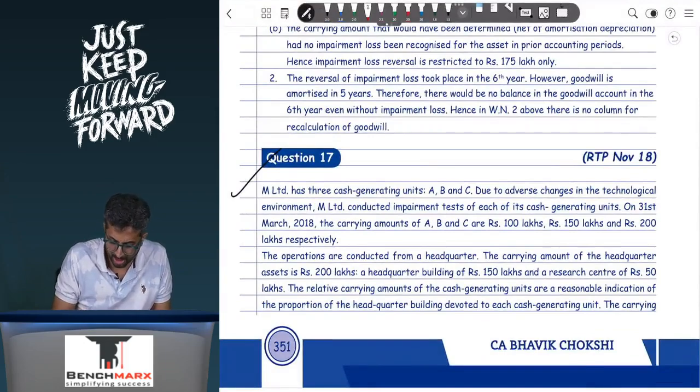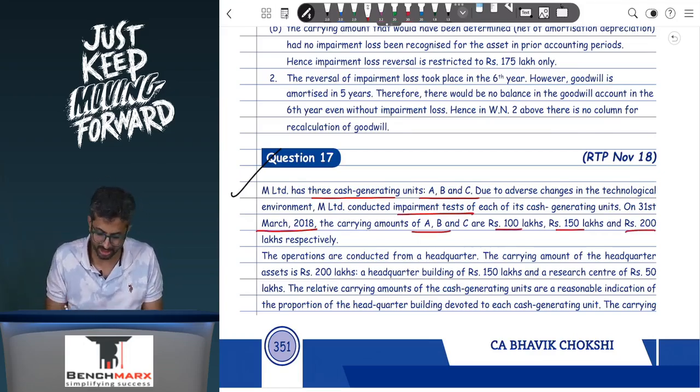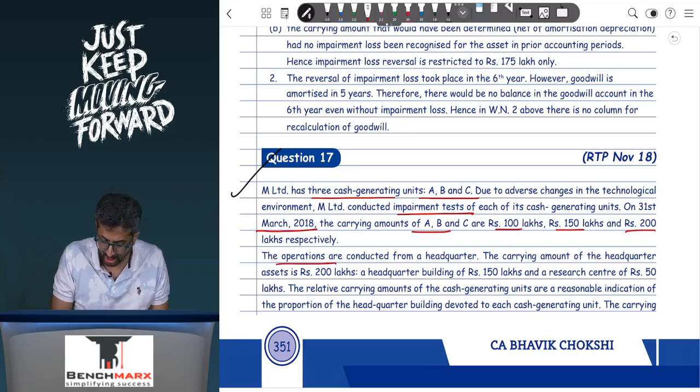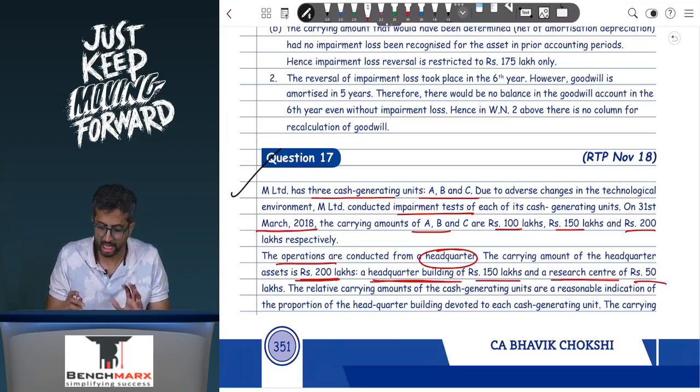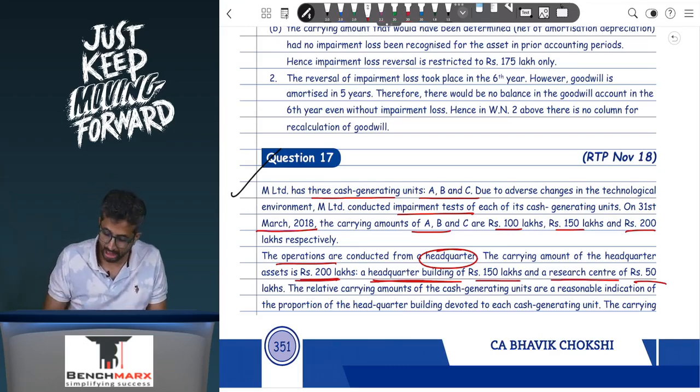Now, M Limited has 3 cash generating units A, B and C. Due to adverse changes in technological environment, M conducted impairment test of each of the CGUs. On 31st March 18, the carrying value of A, B, C are 100, 150 as well as 200 respectively. The operations are conducted from a headquarter and the carrying amount of all the headquarter assets is 200 lakhs, which comprise of a headquarter building of 150 lakhs and a research center of 50 lakhs. So 200 lakhs is corporate assets which comprise of 150 of a headquarter building and 50 of a research center.